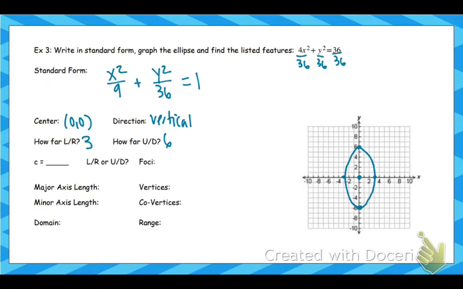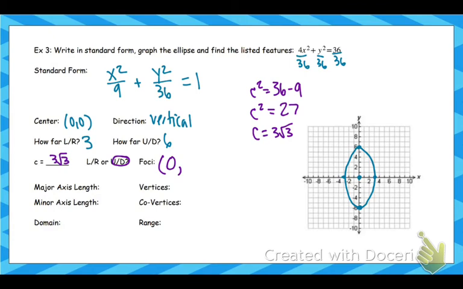All right, then let's go ahead and find our c value. C squared is a squared minus b squared. So c squared is equal to 27. And I can actually simplify that square root. It would be 3 root 3. Since this is vertical, we would move up and down to graph our foci. If I'm moving up and down, I'm going to take the center and change the y coordinate. So 0 plus or minus 3 root 3.